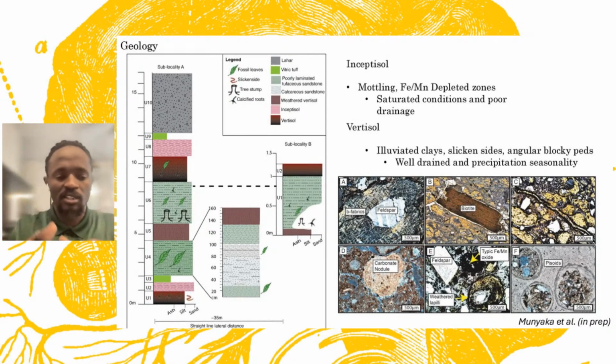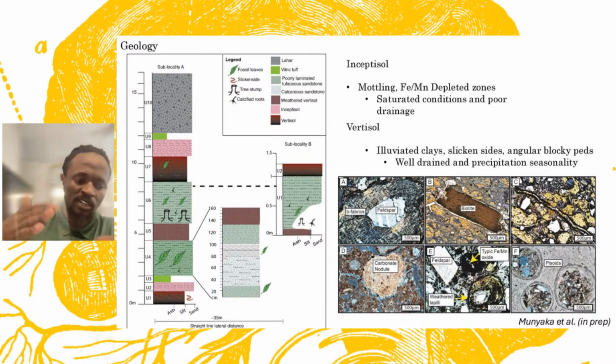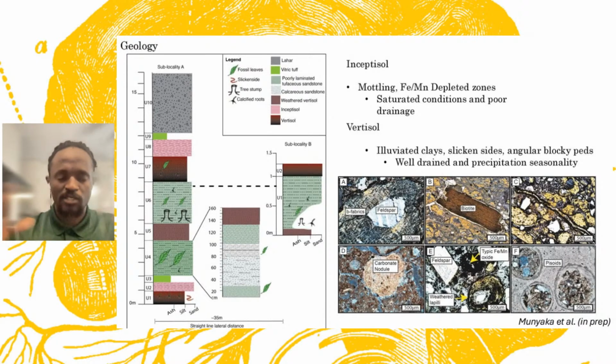But first, by trenching the whole section, we collected these different paleosols and classified them to be pretty much inceptisols and vertisols. These inceptisols had a lot of mottling in them. We've got a lot of iron and manganese depleted zones, which we interpreted to be saturated conditions. And the vertisols have these slickened sides, which result from occasional swelling and contracting. Where you have these pressure surfaces occurring, especially when it's wet, the soil expands, and when it gets dry, the soil contracts, and that's the slickened side.